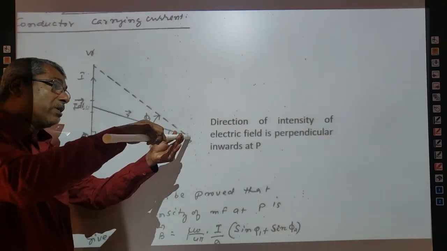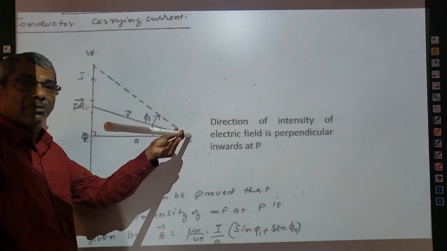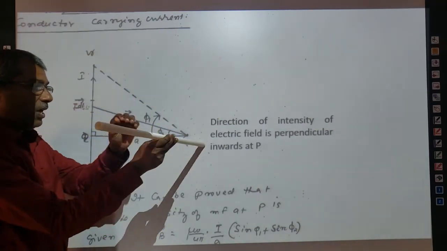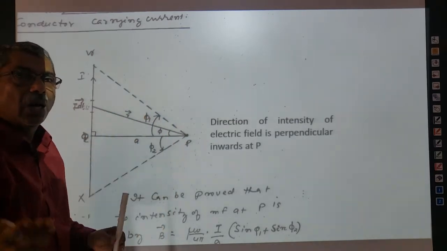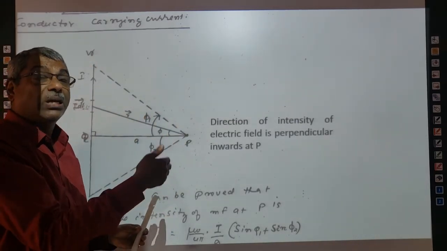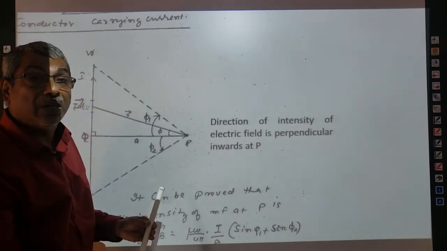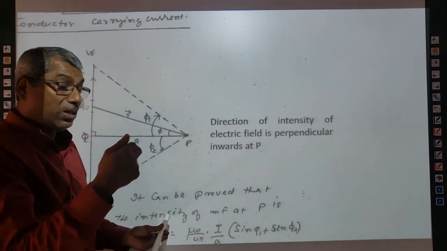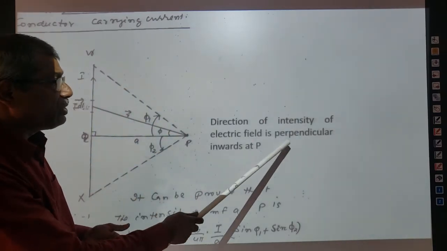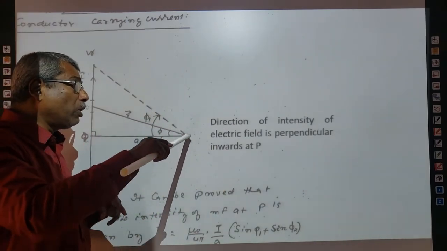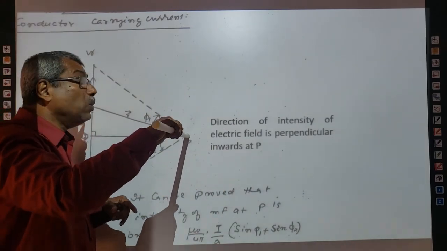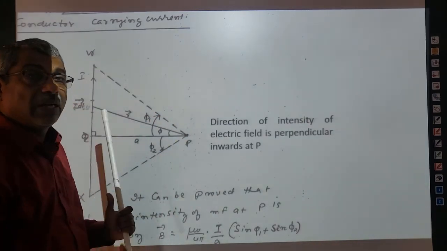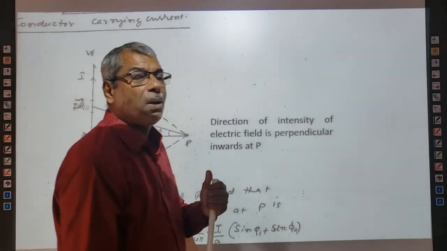at that particular point, if you place the tangent, that will be perpendicular to this point. If the current is in the upward direction, then it is inwards. If the current is in the opposite direction, the direction of the magnetic field is outwards. Always perpendicular to the plane, inward sometimes and outward sometimes. It is inward when the current is in the upward direction, and outward when the current is in the opposite direction. So the direction of intensity of magnetic field is perpendicular to the plane of the paper at the point P, inwards if the current is as shown in the figure. If the current is in the opposite direction, that is outwards, perpendicular to the point P.